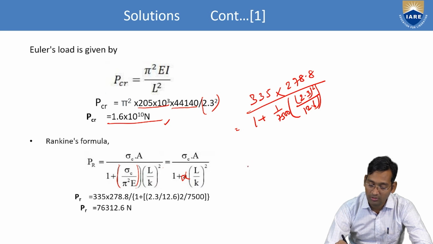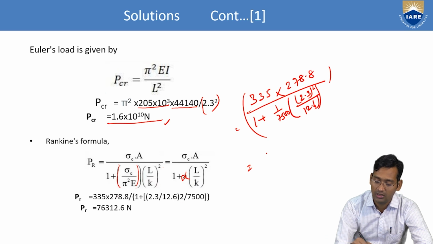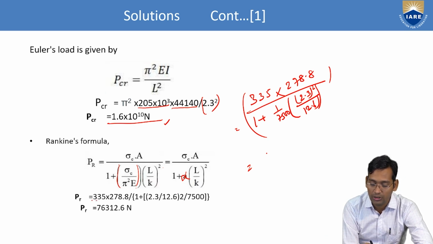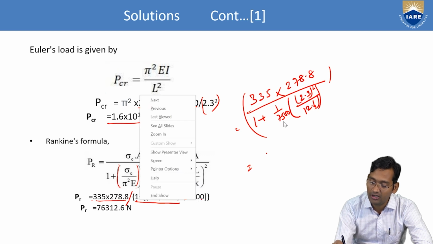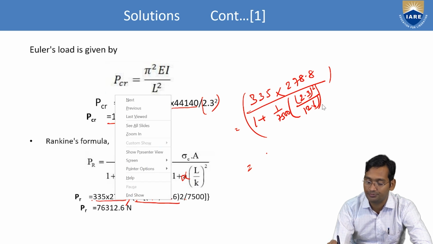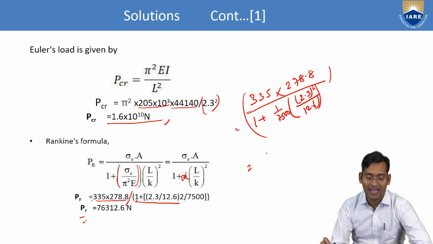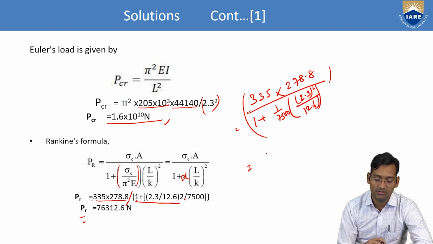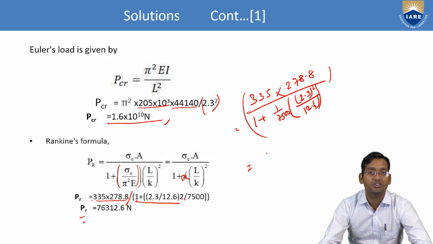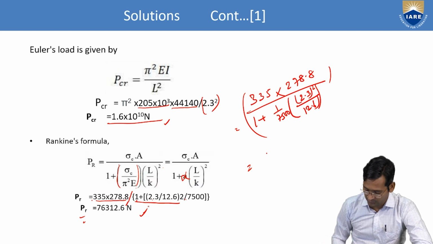After solving this, I wrote it here in the same line. So 335 into 278, this whole divided by this whole thing: 1 plus alpha, which is 1 by 7500, plus 2.3 by 12.6 square. After simplifying, you will get P Rankine as 76,312.6 Newton. So from this we found P Rankine.